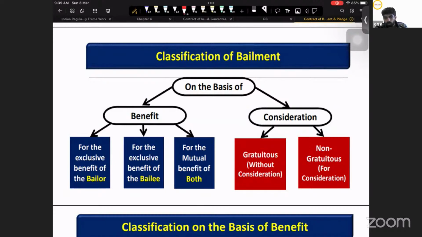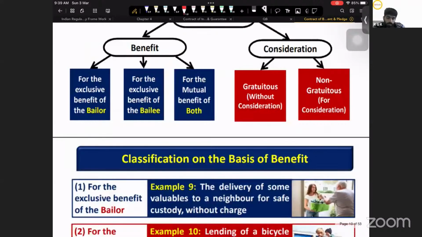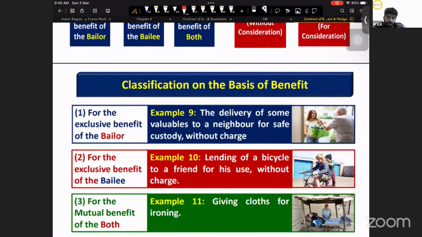The division happens based on two categories. One is based on the benefit, one is based on the consideration. For the benefit, some bailments will happen only for the benefit of the bailor. Bailor means the person for whose benefit we normally deliver the goods. For the exclusive benefit of the bailor, see here, delivery of valuables to a neighbor for safe custody.